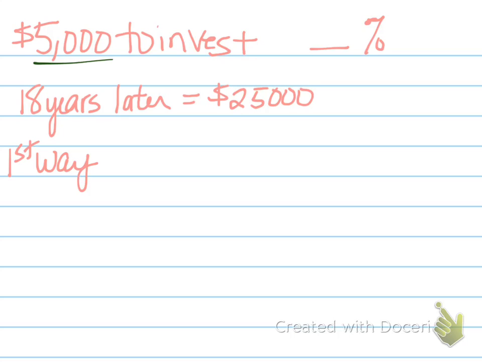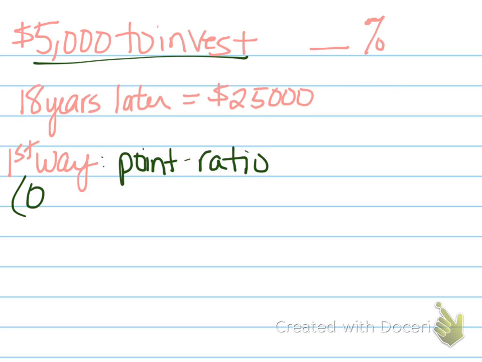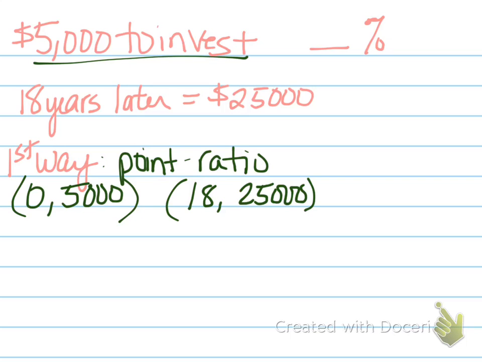So the first point would be your initial investment. When you initially invest, no years have passed and the parents are investing $5,000. Then 18 years later, they want a payout of $25,000. So I'll have my one pair will be X and Y, the other pair will be X1 and Y1. It doesn't matter which is which, so if this is my X1 and my Y1, this is X and Y.